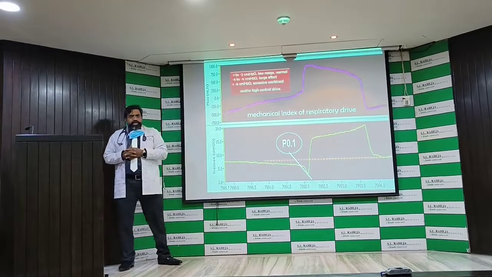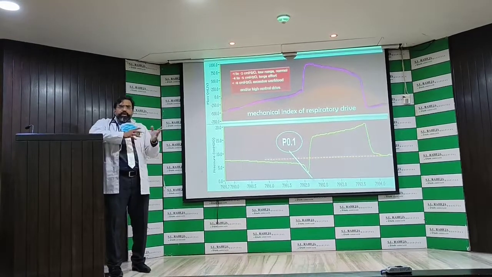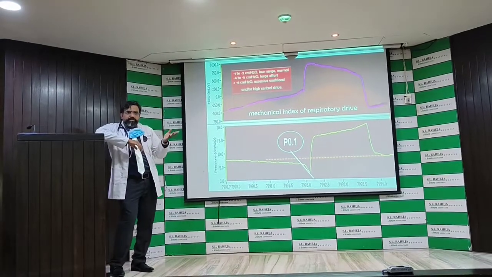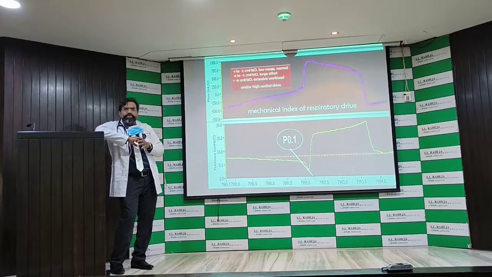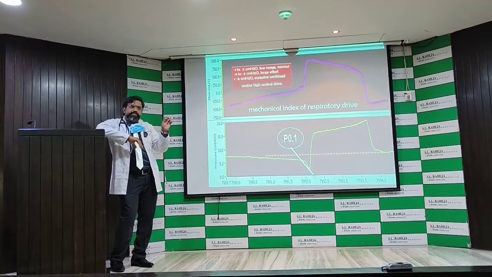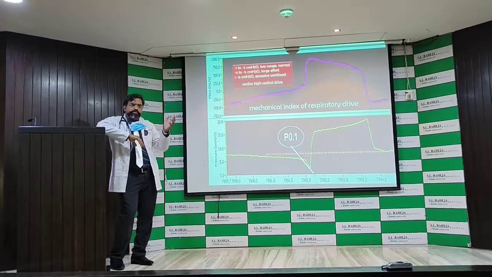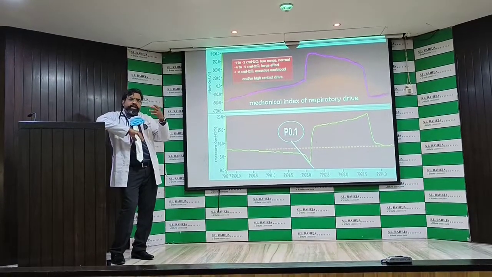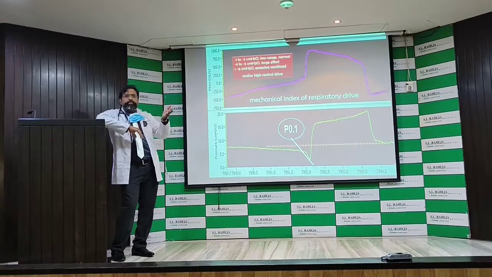Clear? That's why when you have weaning, look at P0.1. You have some kind of an estimate of what is happening. It will help you to understand what is happening. So P0.1 is seen on the ventilator by a small button that you just press and you can see P0.1.